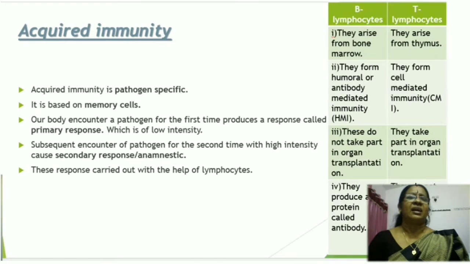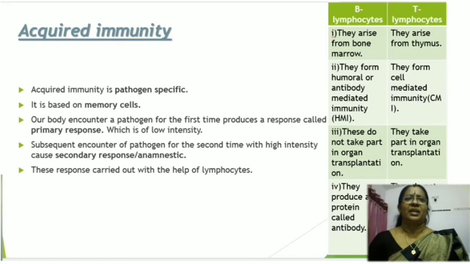These processes take place with the help of 2 types of lymphocytes in our body: B lymphocytes and T lymphocytes. B lymphocytes arise from bone marrow. T lymphocytes arise from the thymus. B lymphocytes have the ability to produce antibodies, but T cells do not produce any antibodies, though they help the B cells to produce antibodies. B cells form the humoral or antibody-mediated immunity. These lymphocytes are found in our blood.